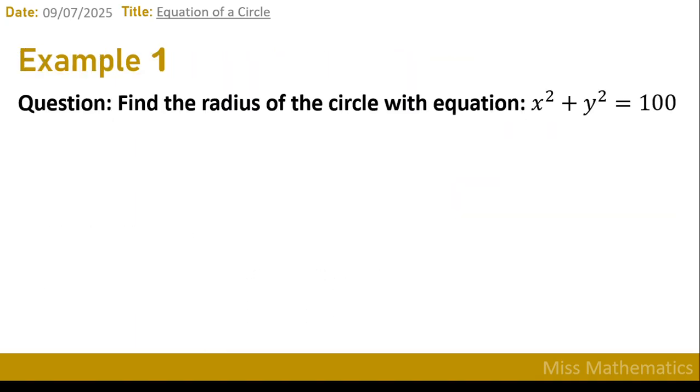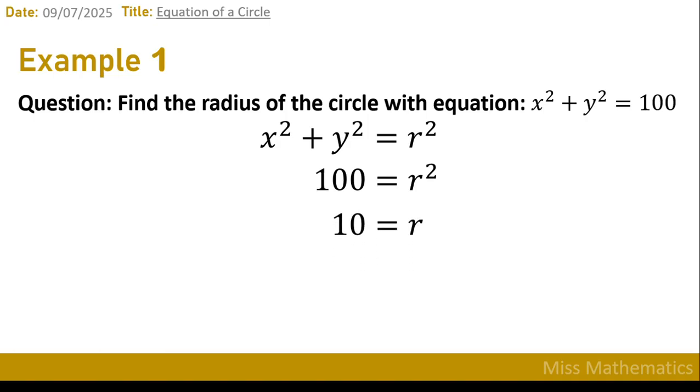So let's now learn about the equation of a circle. Question 1. Find the radius of a circle with the equation x squared plus y squared equals 100. So we know that x squared plus y squared equals r squared. And this is showing that r squared is equal to 100 because we can get the 100 from the question and substitute it for x squared plus y squared because they are equal. That means if we square root both sides, we get r equals 10. Therefore, the radius of this circle with the equation x squared plus y squared equals 100 is 10.